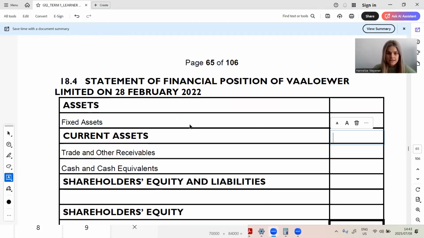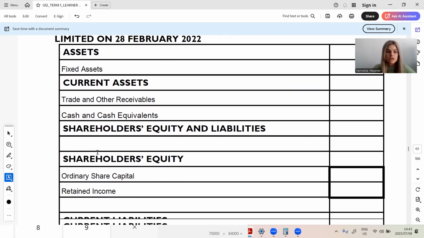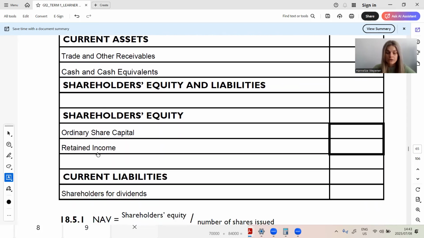So what I've done here is I've just quickly added all of the details in my SFP to save time. So remember assets, starting with non-current assets, fixed assets, and then fixed deposits. Then we'll have our current assets starting with inventories, then trade and other receivables and cash equivalents. Moving on to our shareholders' equity, we'll have ordinary share capital and retained income.